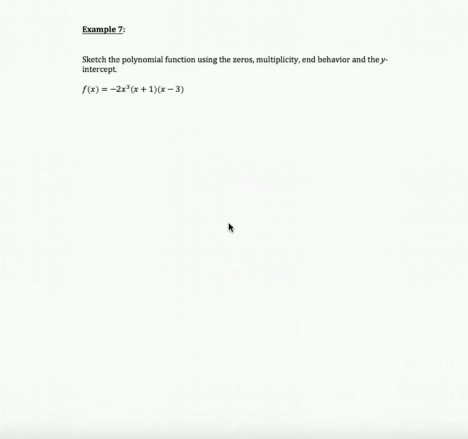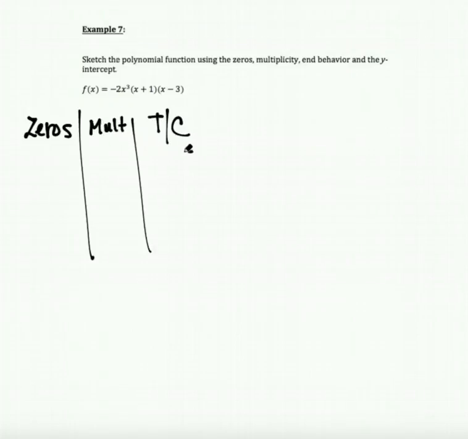Example 7, sketch the polynomial function using the zeros, multiplicity, end behavior, and the y-intercept. So we're combining it all. We don't have to do it part by part, but we're going to use all of those pieces we've been working on to sketch the graph of this polynomial function. So it says using zeros. So let's go ahead and find our zeros first. So we have zeros, and then we have the multiplicity, and then whether it's going to touch or cross.